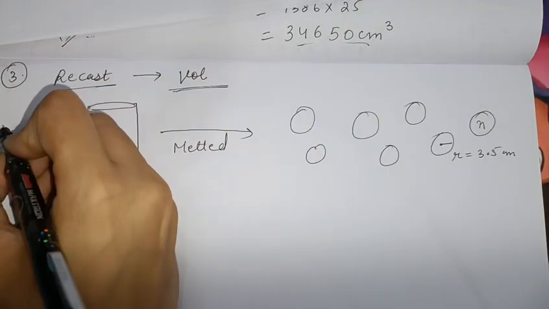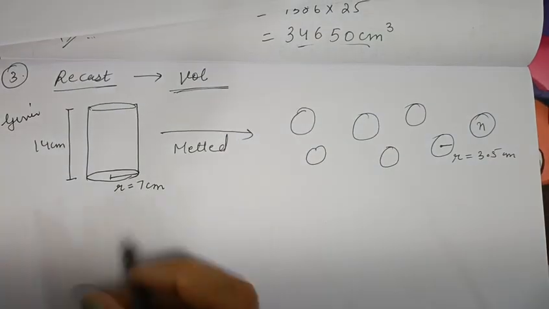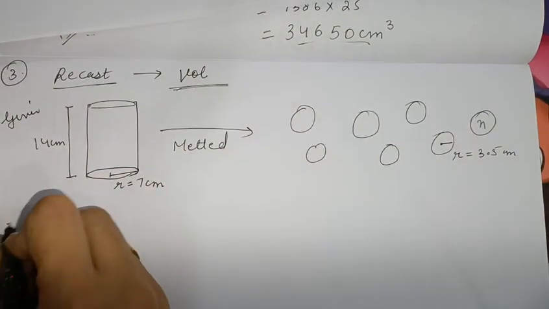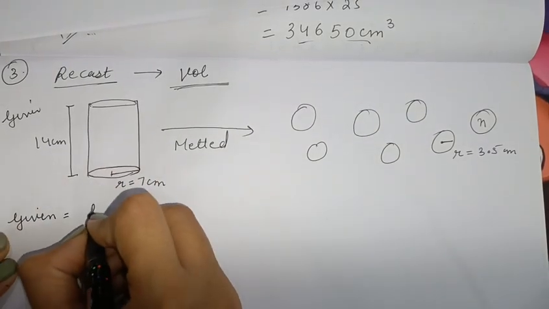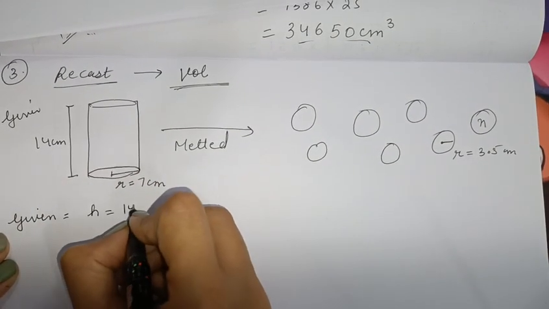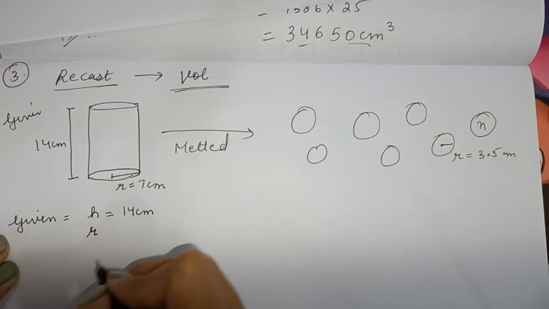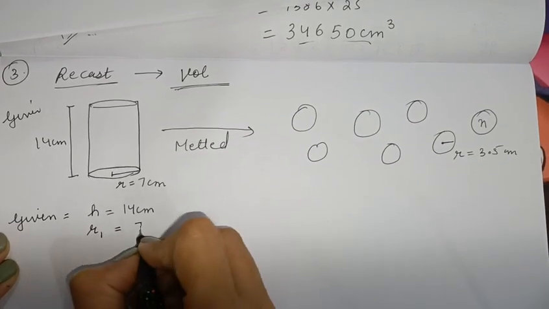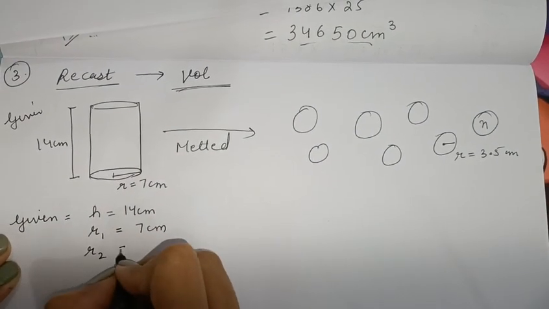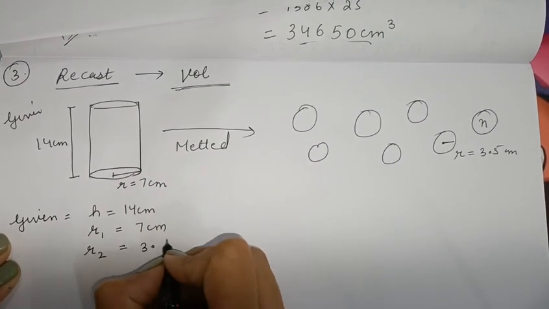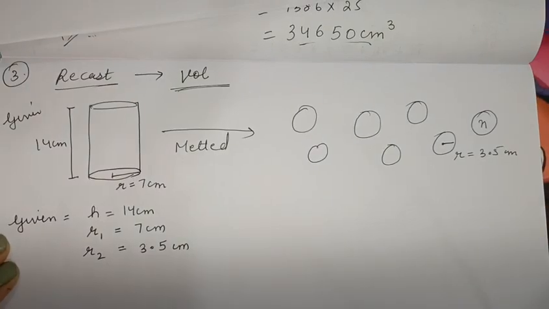So I have written the given things. You can write them. If you want, you can draw figures, but you can write the given. So height of cylinder I am writing as h, 14 centimeter. Then radius of cylinder, r1 I am writing, so that is 7 centimeter. So radius of sphere I am writing as r2. So this is equal to 3.5 centimeter.